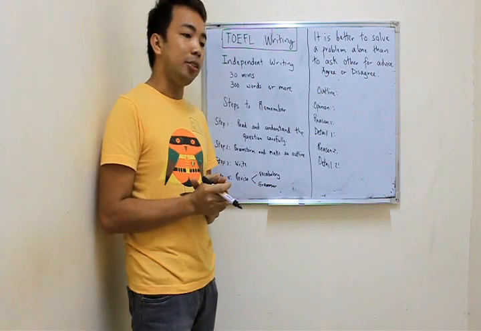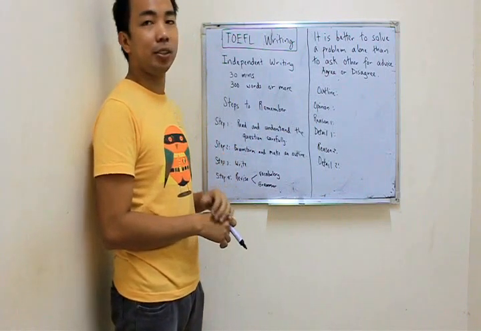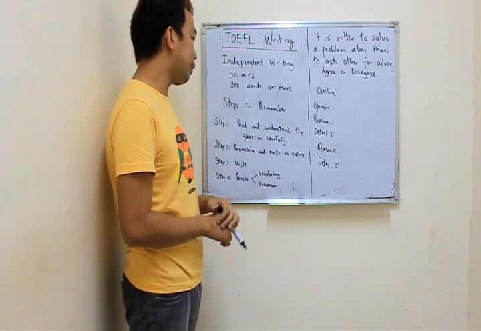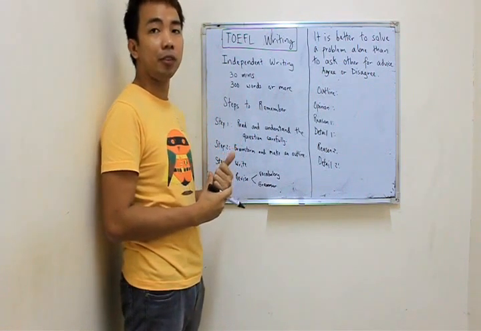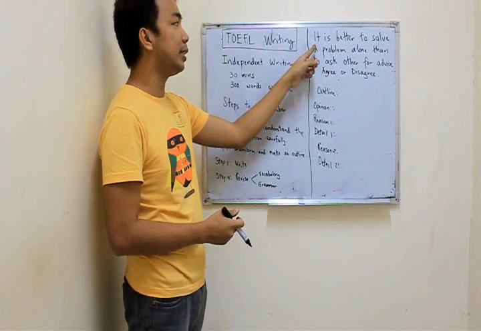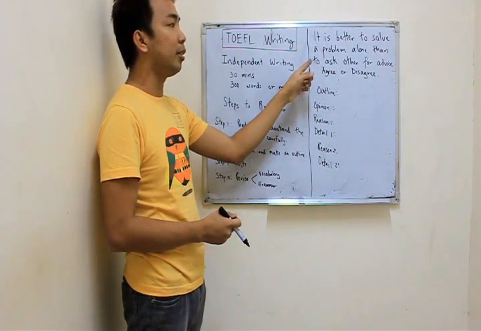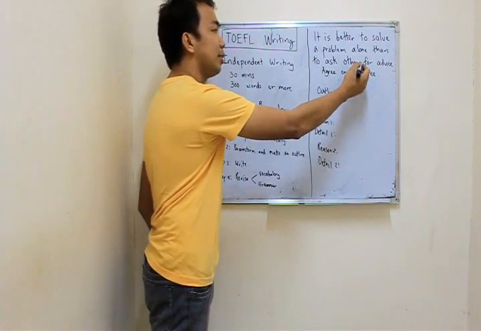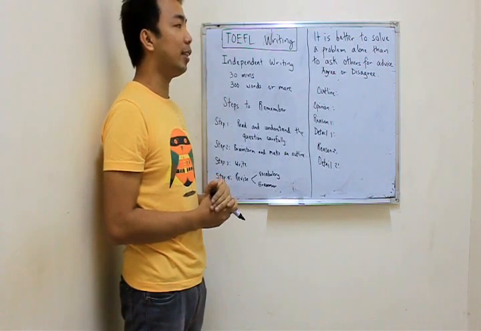So how to answer independent writing? Here are the steps to remember. The first thing that you're going to do is to read and understand the question carefully. So we have here a sample question. The question here is, it is better to solve a problem alone than to ask others for advice. Okay, sorry for this mistake. Do you agree or disagree?